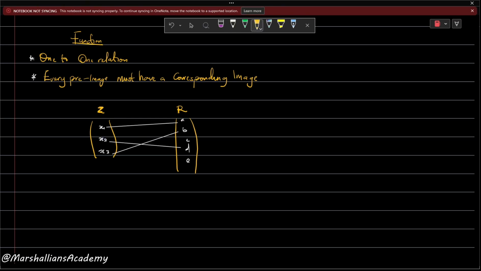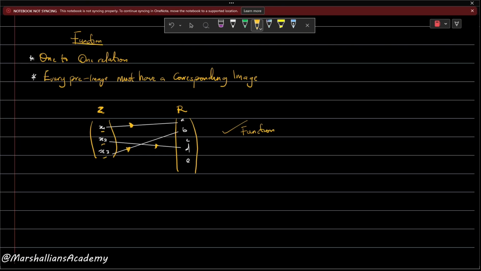And what is the important thing? First, if you notice, we have only a one-to-one relationship. Only a one-to-one relationship. Can you see it? That's condition 1. One-to-one, one-to-one, one-to-one. And condition 2: for every pre-image 1, pre-image 2, pre-image 3, they have just one image each. One image, one image, one image. This qualifies to be a function.